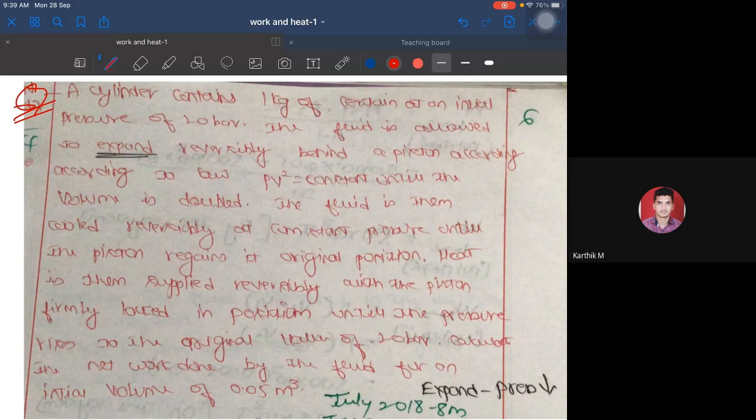So just try to draw a PV diagram for this particular problem. It's a closed cyclic problem, unlike all the previous non-cyclic problems we have solved. That means your initial and final state will be the same, which gets repeated. Just try.